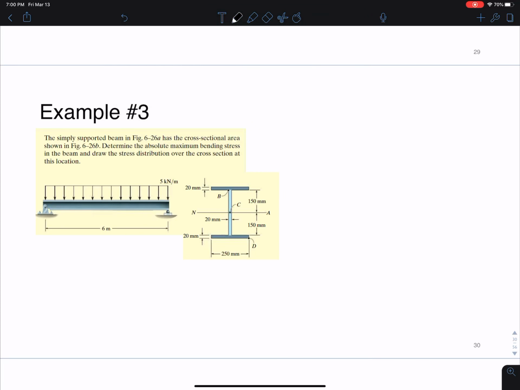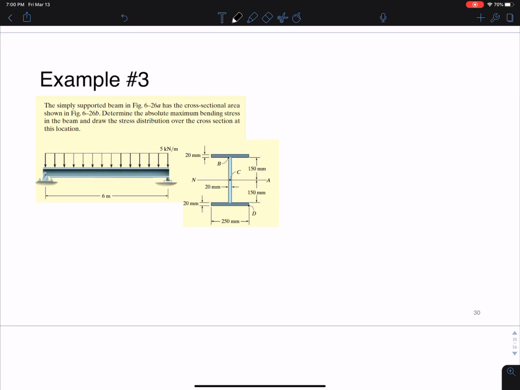Let's move on, try another example. All right, so a simply supported beam has a cross-sectional area shown. Determine the absolute maximum bending stress in the beam and draw the stress distribution. We're not going to actually draw the stress distribution because I don't even want to attempt to draw this 3D drawing. I copied it from the book. So we're just actually going to do the first part: determine the absolute maximum bending stress.